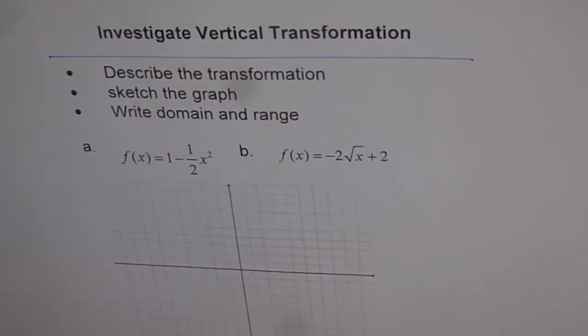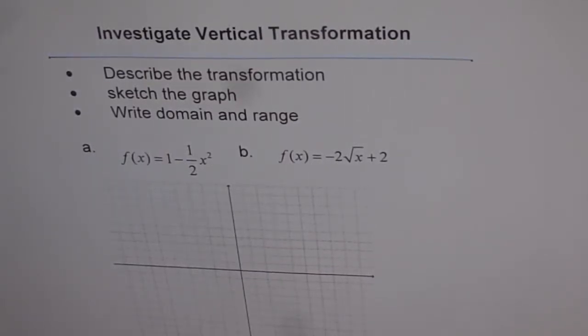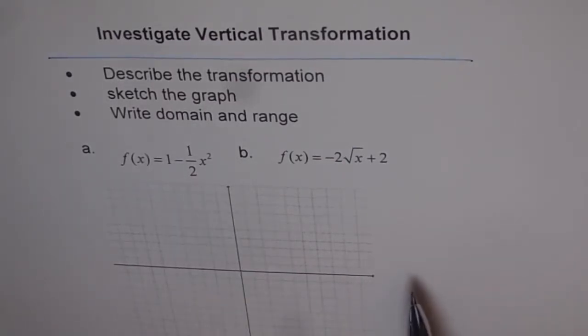Investigate vertical transformation. Describe the transformation, sketch the graph. Write domain and range. And we have two functions here. A is f of x equals 1 minus half x squared, and B is f of x equals minus 2 times square root of x plus 2.